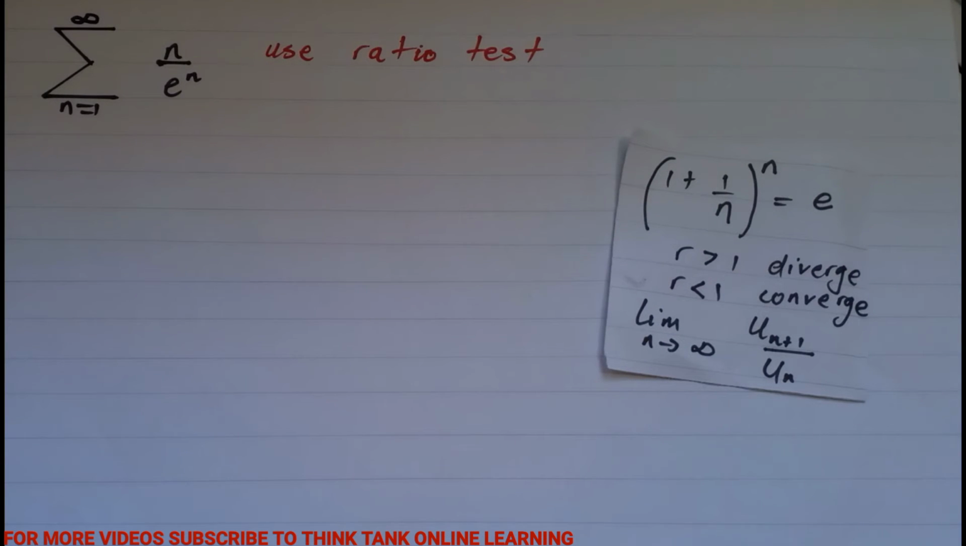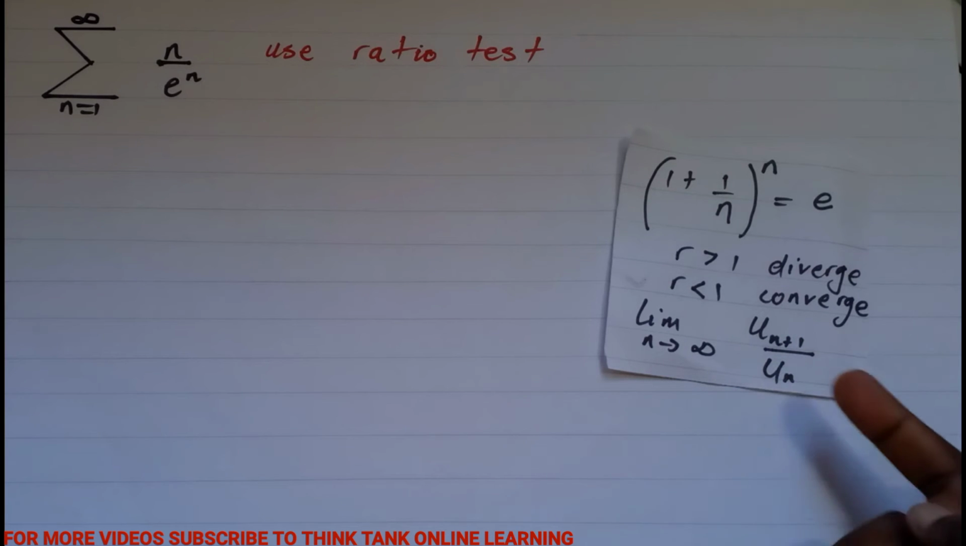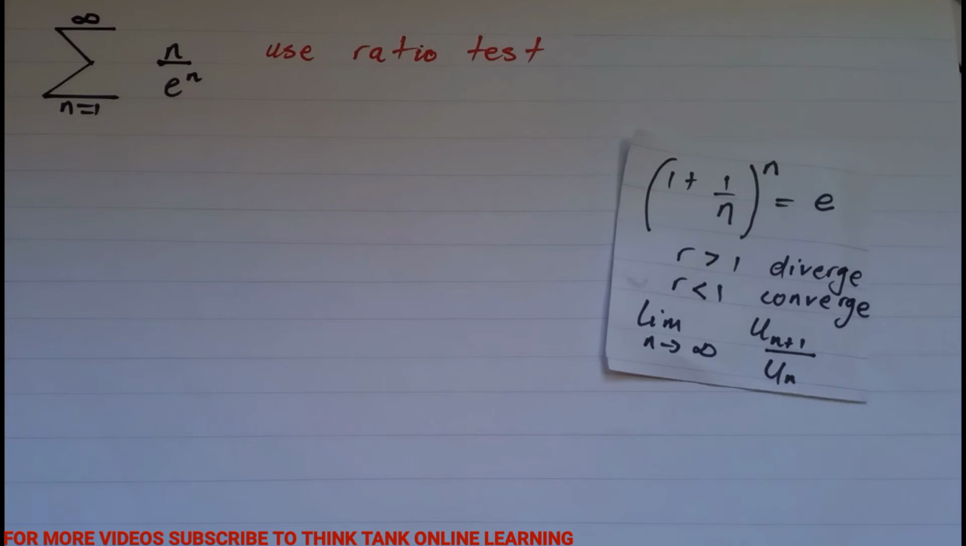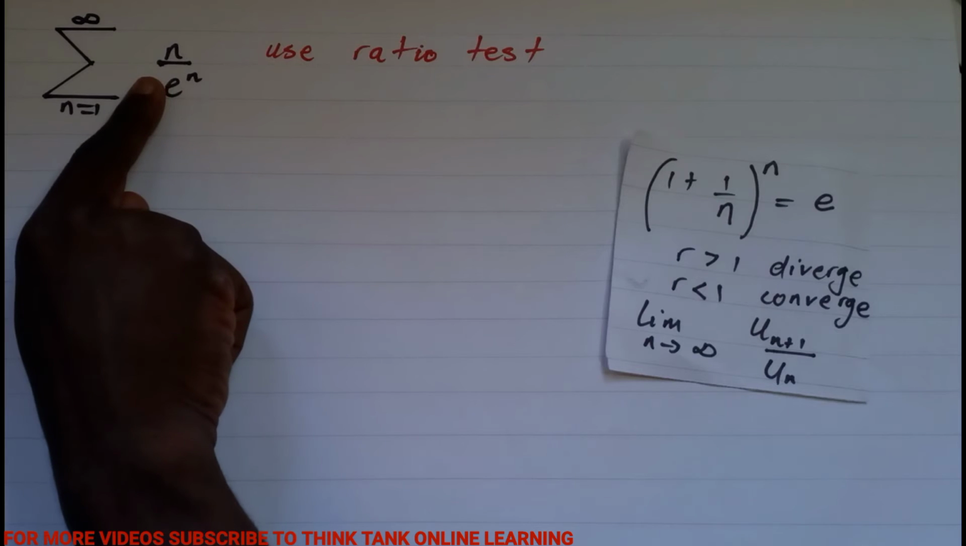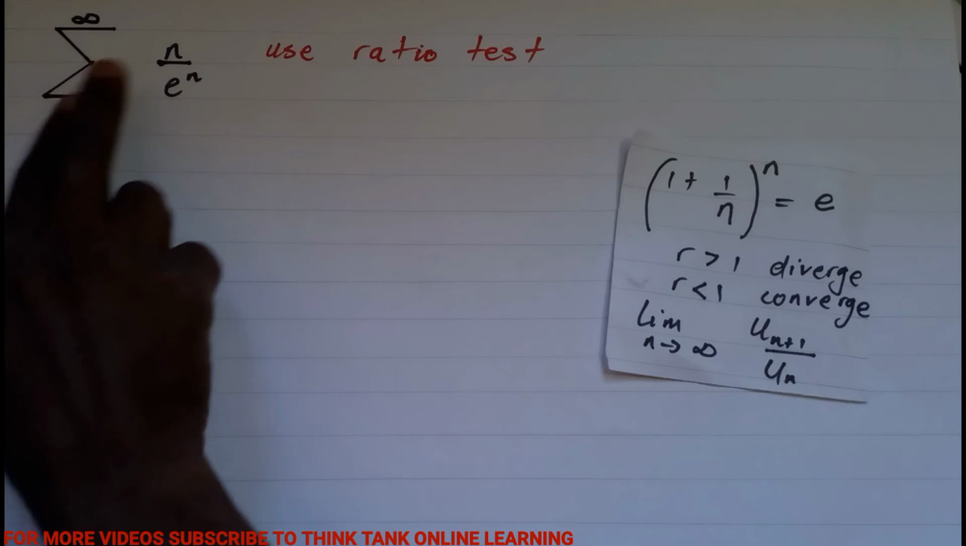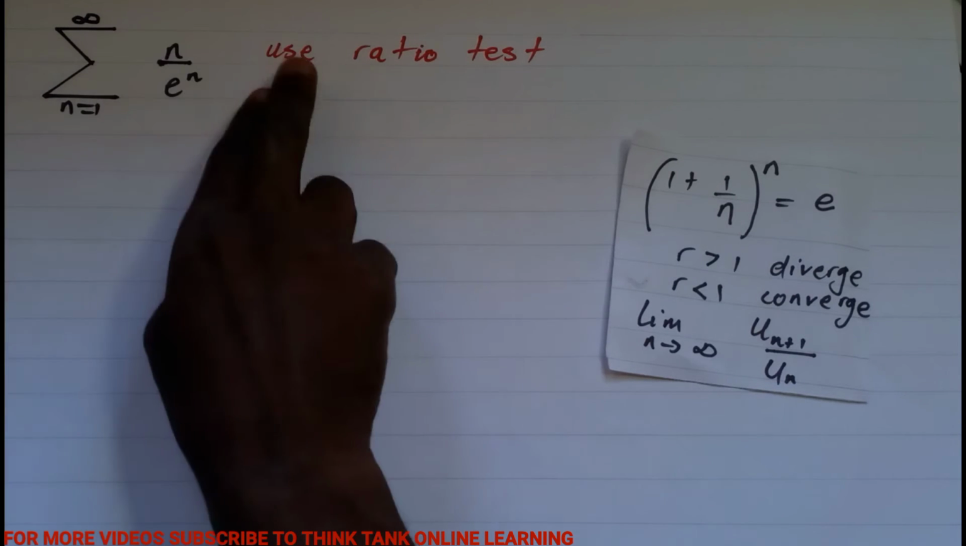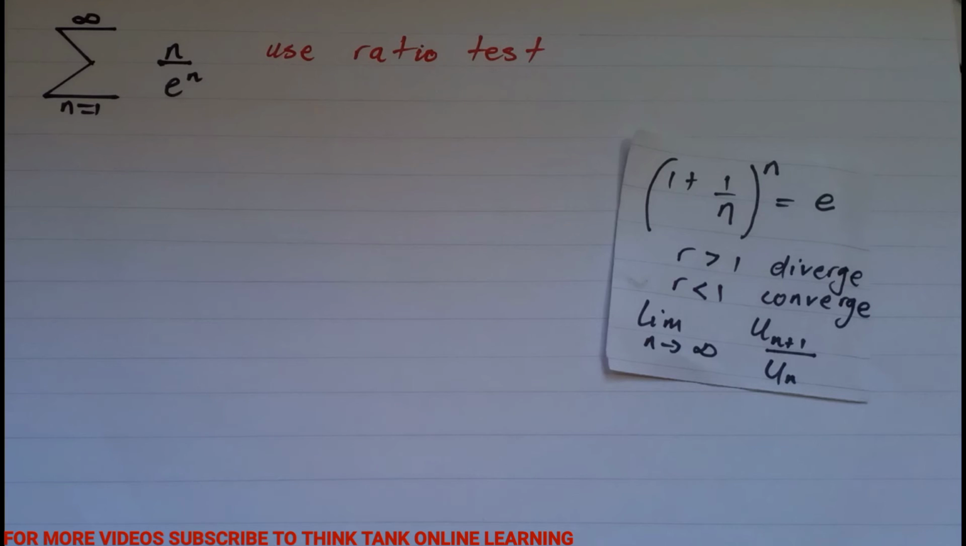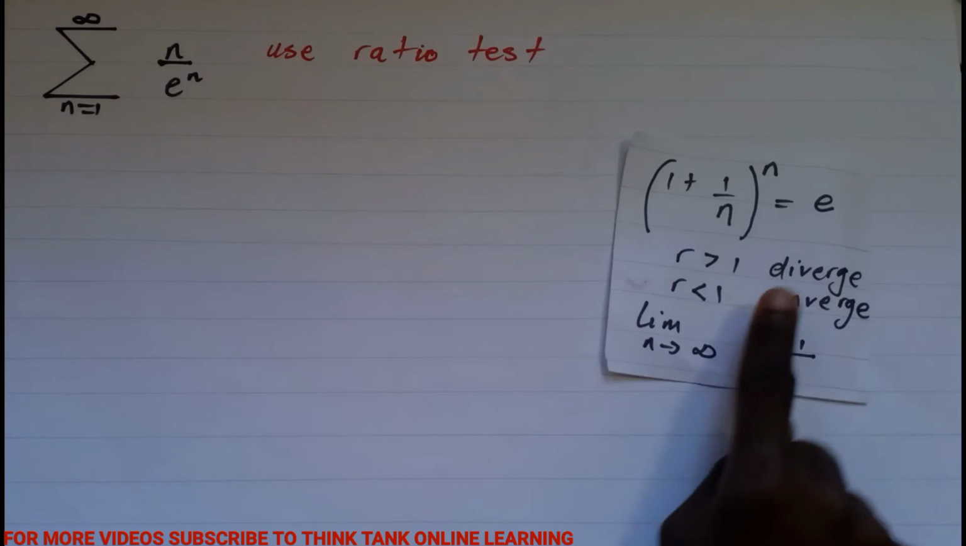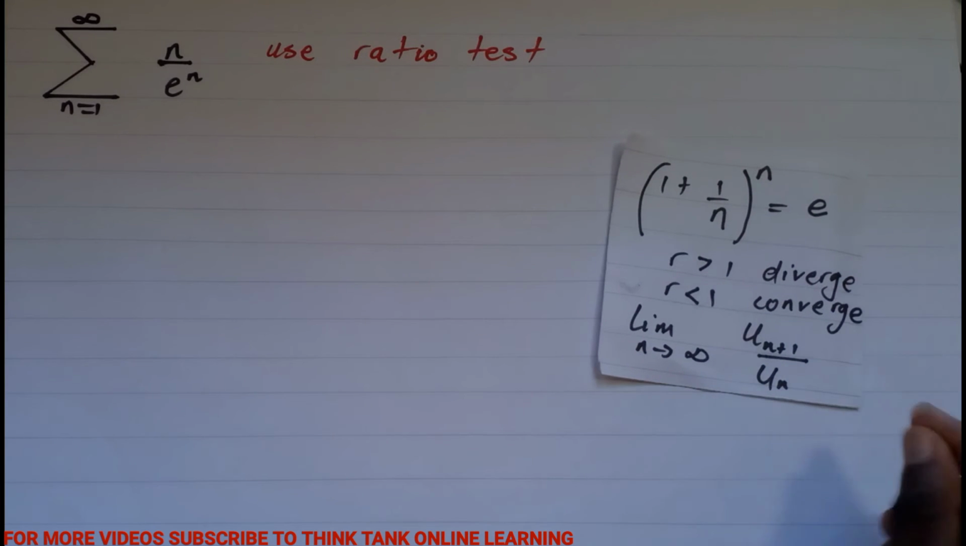Ratio test. When we use the ratio test, we're just saying u_(n+1) over u_n. That means wherever there's n, we say n plus 1, and we divide it by the original series. If our r, which is the limit we're going to compute, is greater than 1, the series diverges, and if it is less than 1, the series converges.